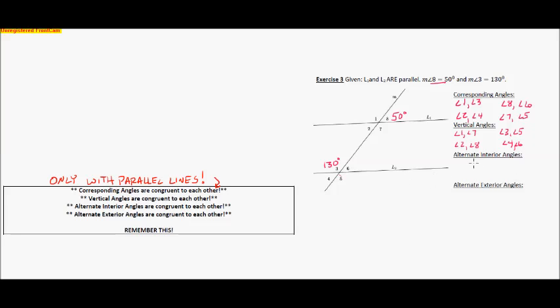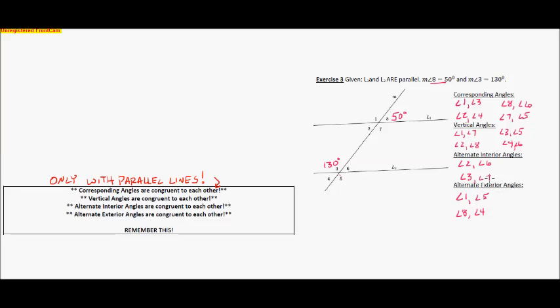Alrighty, how about alternate interior angles? Alternate interior angles, if I start with 2, I go the other side of the transversal, and that would match up with angle 6. Alright, so I know those are the same. And angle 3, if I start right down here, I go to the other side of the transversal, that's angle 7. Alrighty, and then I have alternate exterior. I want to stay on the outside. If I start with angle 1, right up here, I go to the other side of the transversal, stay on the outside of the parallel lines, that would match up with angle 5. And angle 8, right up here, that would match up with angle 4.